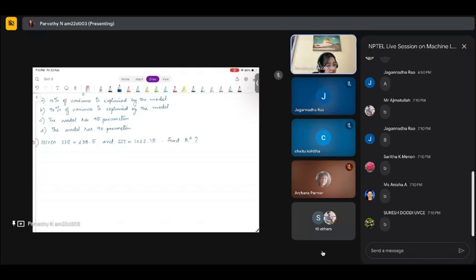So given SSE is 238.5 and SST is 1022.75, what is R square? So R square is 1 minus SSE by SST. So just have to substitute these values. You will get around 0.77.